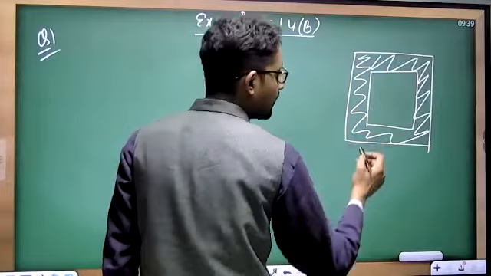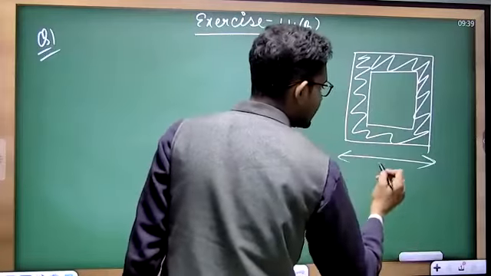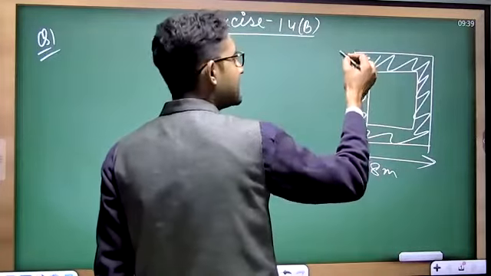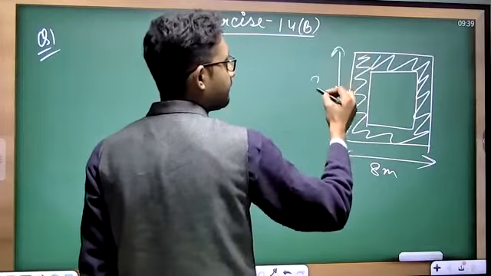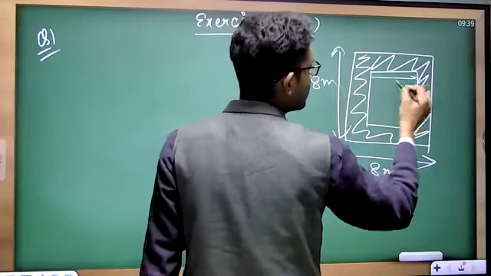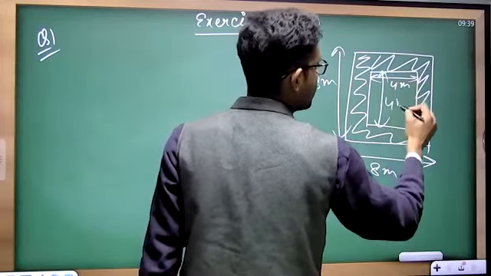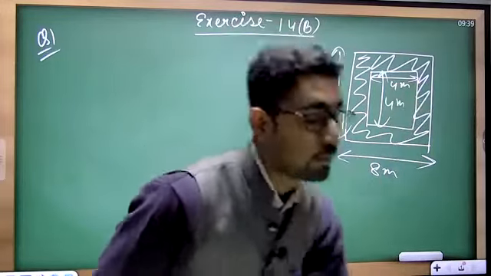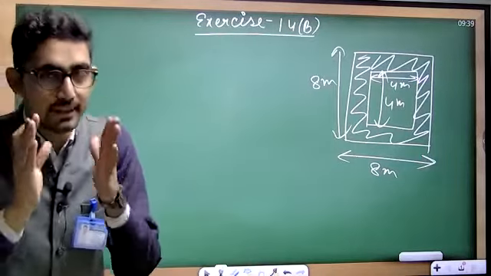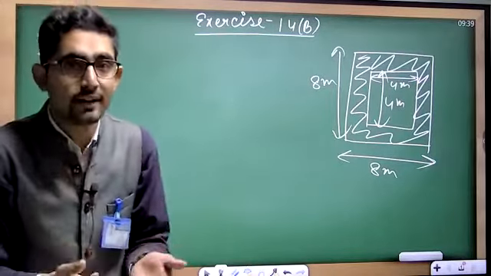Yes or no? So what is the dimension of the bigger square? That is 8 meters. Each and every side is 8 meters because this is a square. And the smaller square is 4 meters. Okay. So what I have to do? First of all, we will find out the area of the bigger square, then the area of the smaller square, then minus.